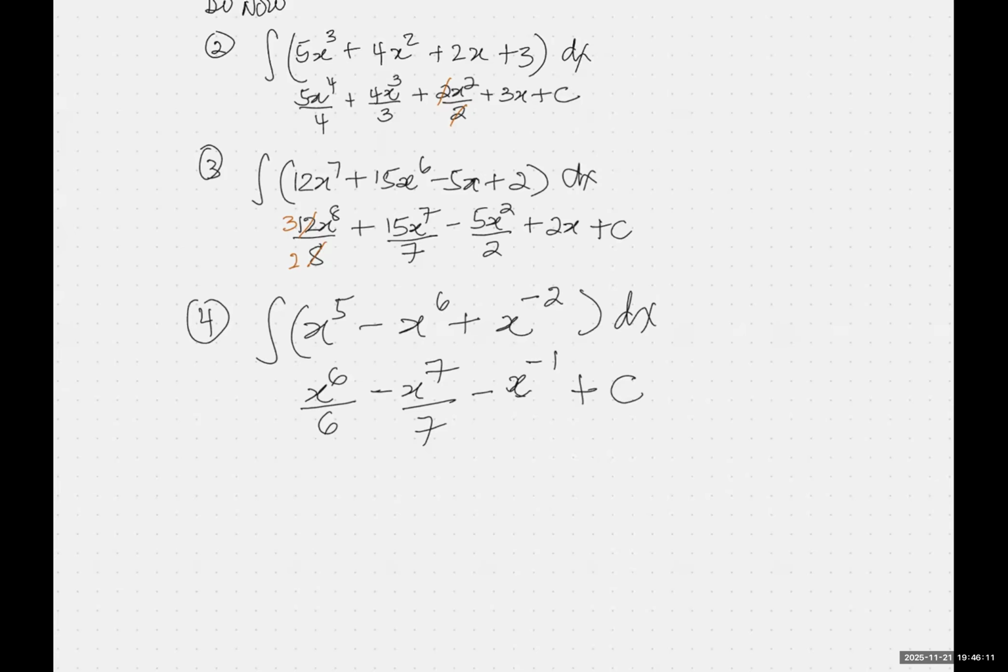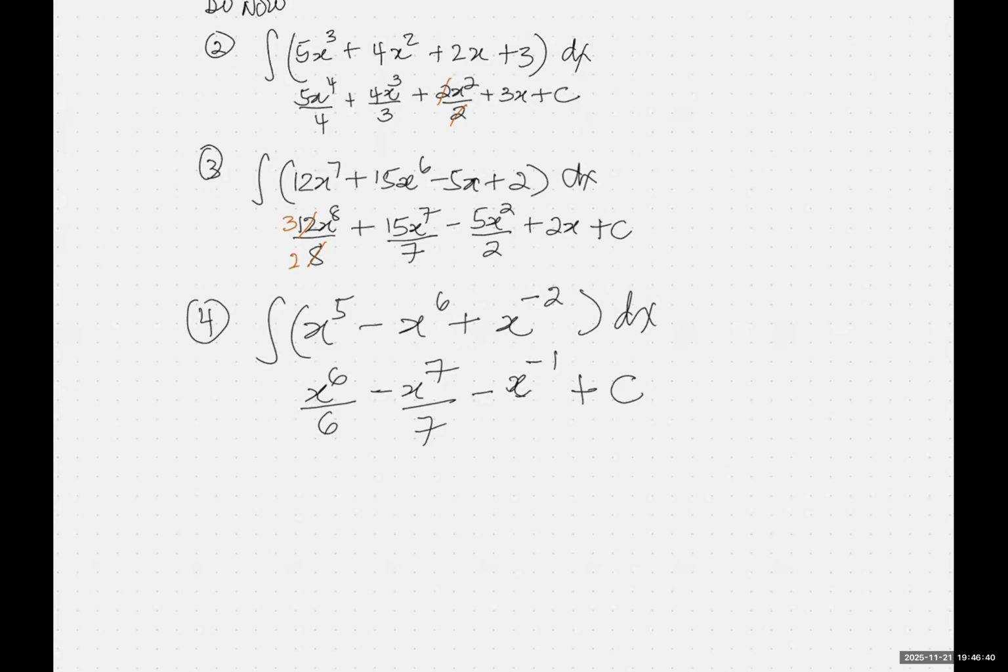So remember now, based on the observation that was made, sir, you move x to the 5th, then x to the 4th, then x to the 3rd, then x to the 1. Will it always be like that? No. The question can mix it up and put x to the 5th first, as in this case, then x to the 6th, then x to the minus something. With a negative power, you add 1 to the power, and then you divide by the new power.